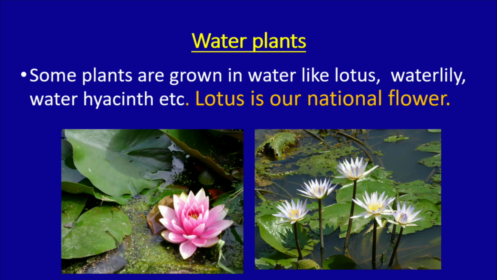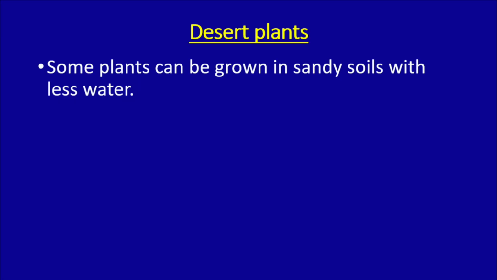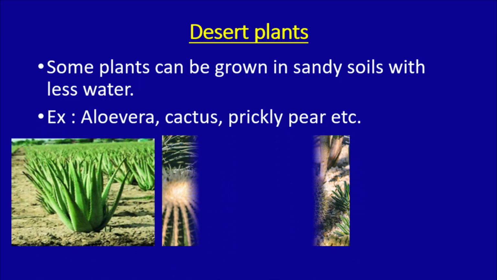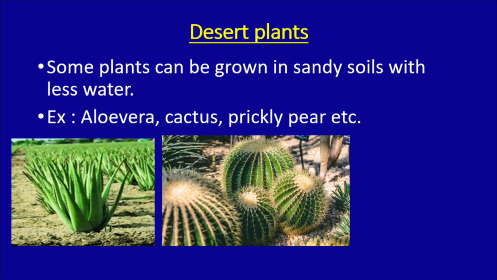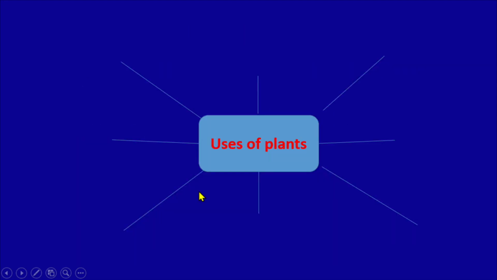Some plants grow in sandy soils or desert, that are called desert plants. They need less water to grow, like cactus, aloe vera, prickly pear. And these plants have thorns on them. You can observe here. These all are grown in sandy areas or deserts. Children, till now we have seen different types of plants. Now we will see the uses of plants.